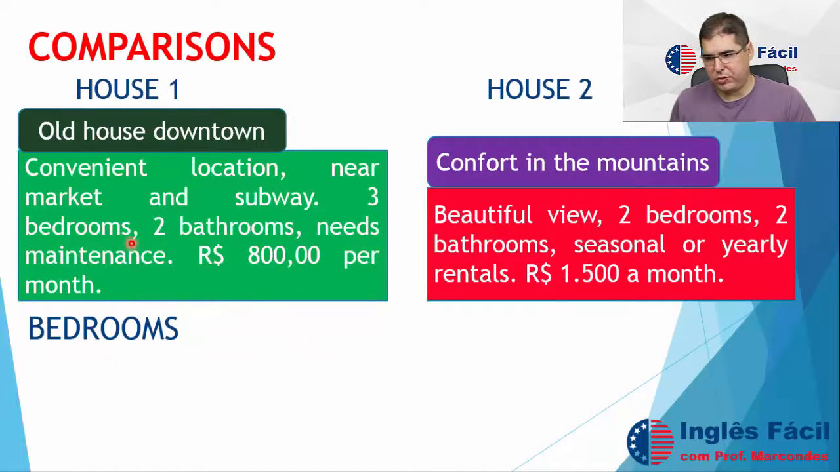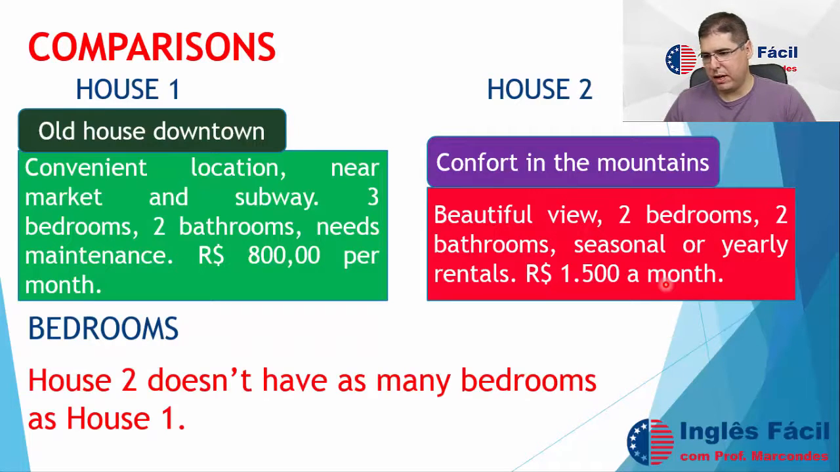Let's consider bedrooms. Let's see in the advertisement. House 1 has 3 bedrooms. And how many bedrooms are there in house 2? Only 2 bedrooms. So they are not the same. Means the sentence has to be in the negative. Remember, if I'm going to use as and the comparison is not equal, right? If the two things that are being compared are not the same, they have different characteristics, then we have to use the sentence in the negative.